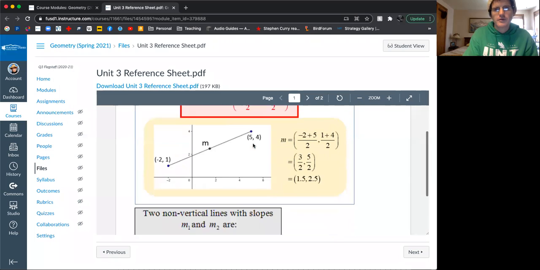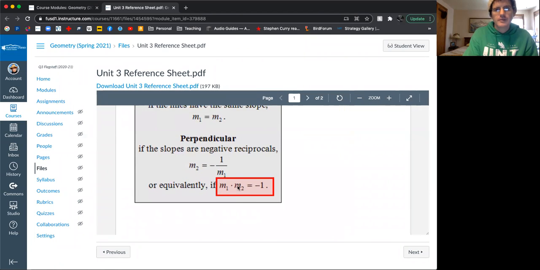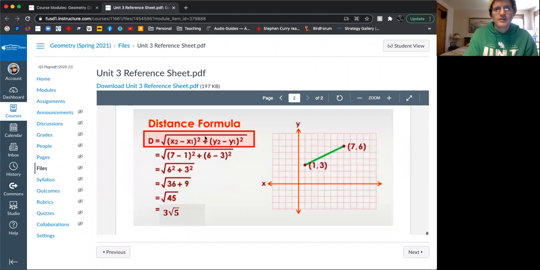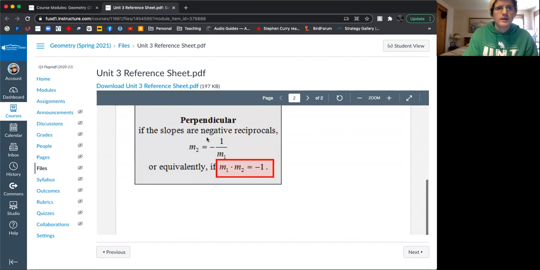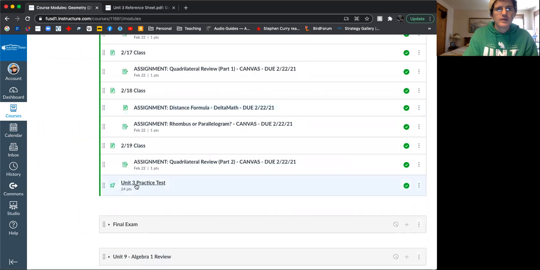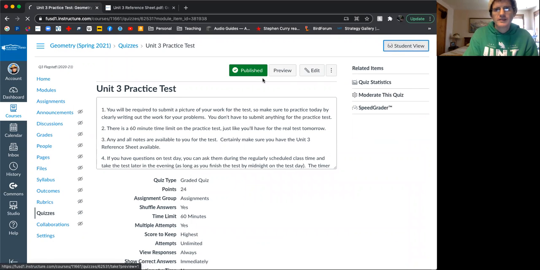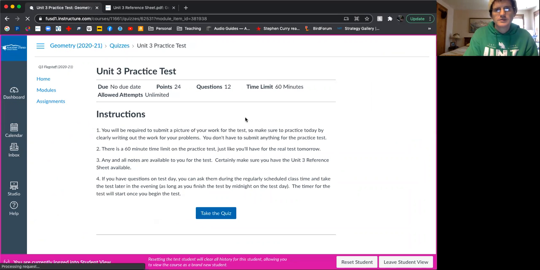So there's your midpoint formula. There's what you need to know about perpendicular lines, and here's your distance formula. All right, so that's available. Now at the bottom of this, you have your Unit 3 practice tests. And I wanted to run through this practice test real quick. Okay, and I wanted you guys to see what it looks like, okay?